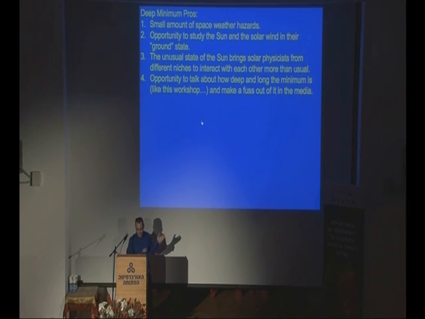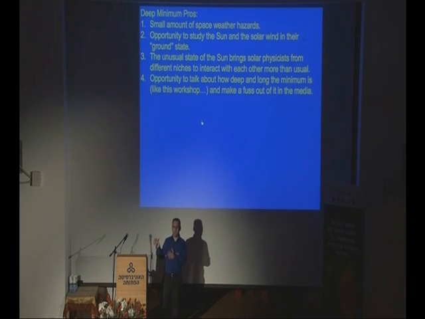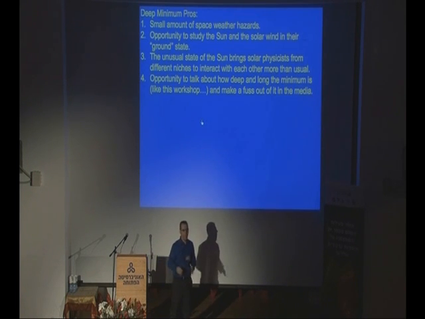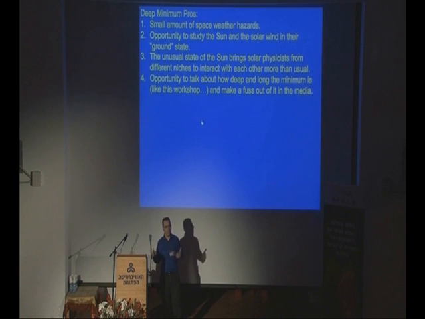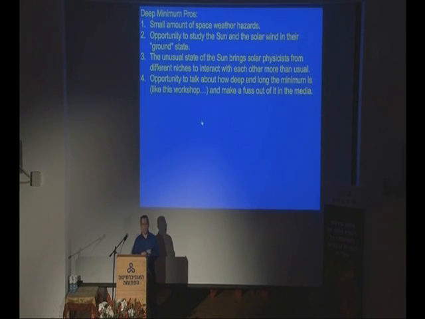This unusual state of the sun brings solar physicists from different communities to talk with each other. There's a community of the solar interior, and there's a community of the solar corona, and there's a community of the heliosphere, and they didn't talk too much with each other until the last cycle, and that was a good opportunity to bring these people together and start to talk with each other. And we got some really nice ideas about what's going on from this interaction.